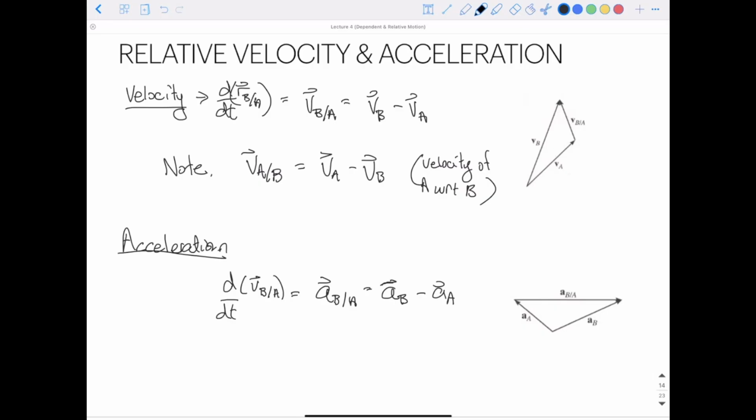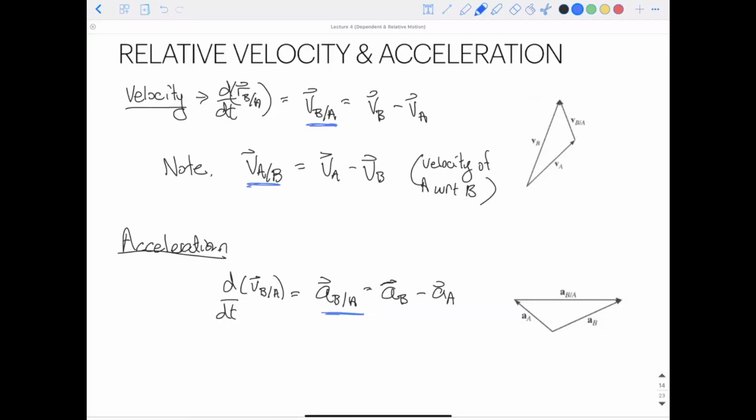Absolute just means with respect to some fixed space, something that's not moving with respect to time. So typically it would be with respect to the ground. A with respect to B means the velocity of A as viewed from point B. So whenever you see these subscripts, these are the relative velocities. So they're not with respect to some fixed point. They're with respect to a moving point. And that would be the second half.